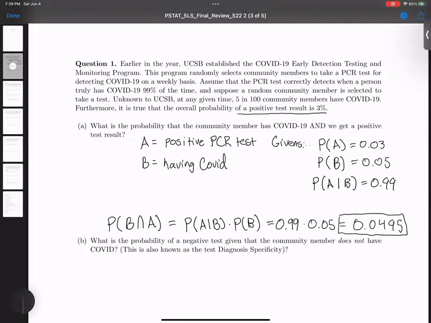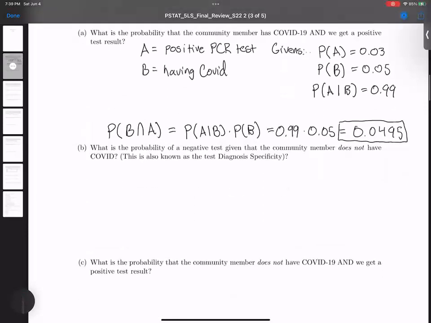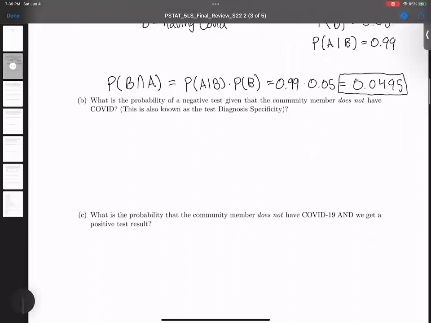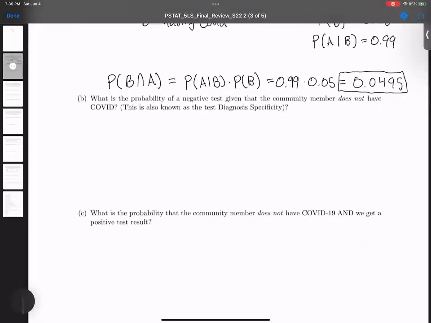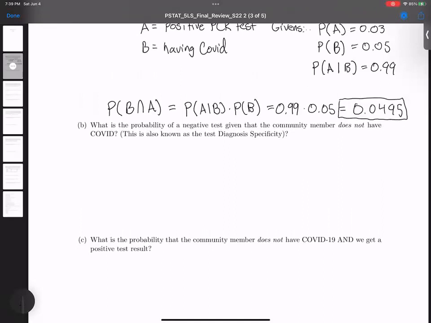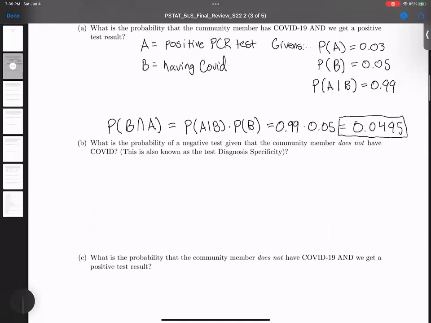Now, moving on to part B, let's look. We want to know the probability of getting a negative PCR result, given that the community member does not have COVID. This is also known as the test diagnosis specificity. Let's write out mathematically what the expression would be that we're trying to solve here.